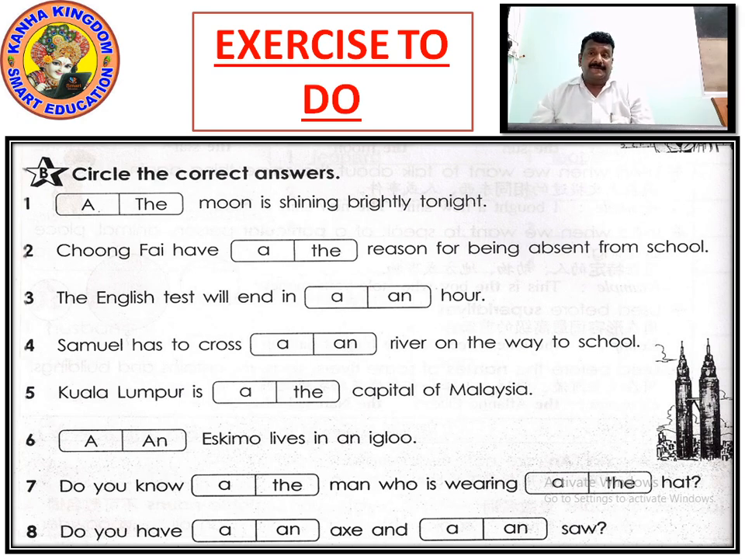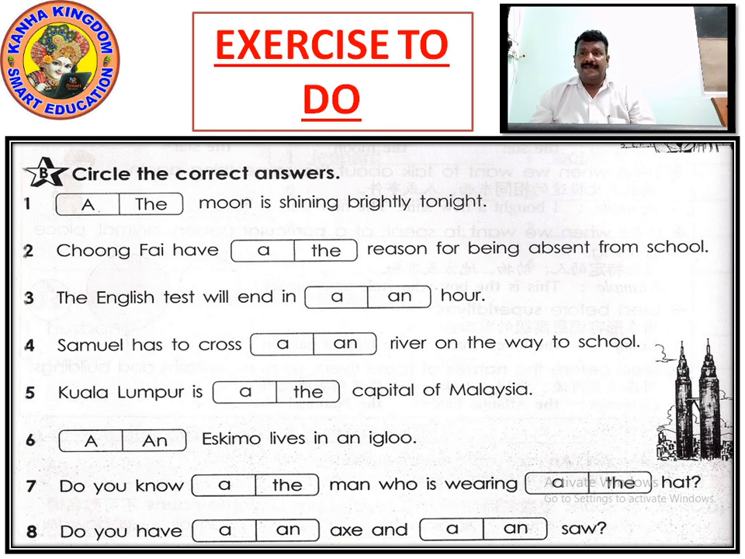The English test will end in an hour. Samuel has to cross a river on the way to school. Kuala Lumpur is the capital of Malaysia. An Eskimo lives in an igloo.